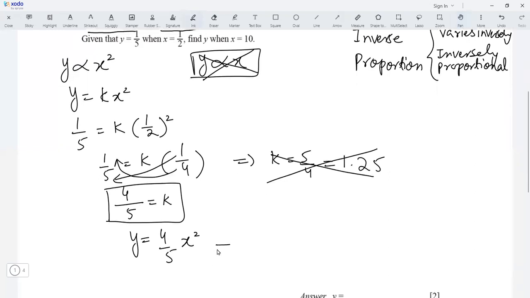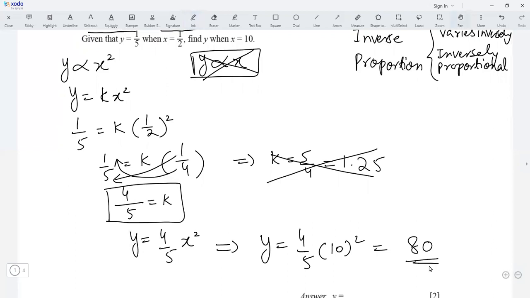So here I'm just putting the value of x equals 10 and finding y. So y equals 4 over 5 times 10 squared, which results in 80. You can check your answers. So I hope all of you understand. Just try to remember the concept of simple multiplication, division. Try to focus on the statement as well. Just read the statement again and again. Most of the problems will be solved by reading again.